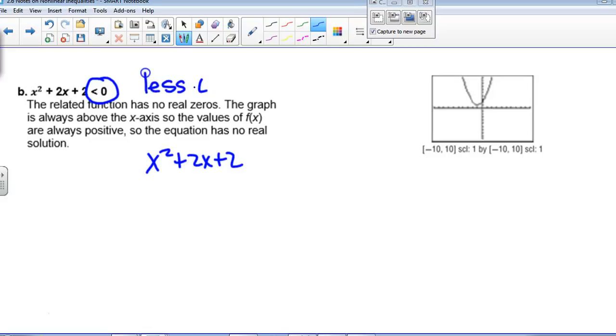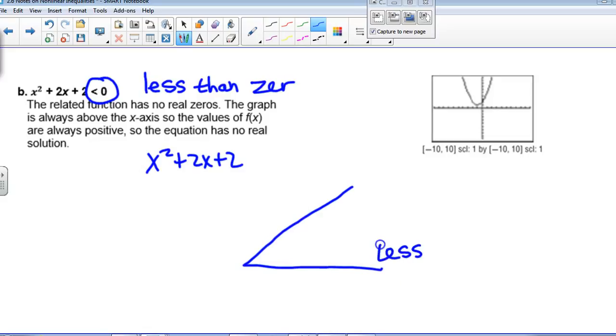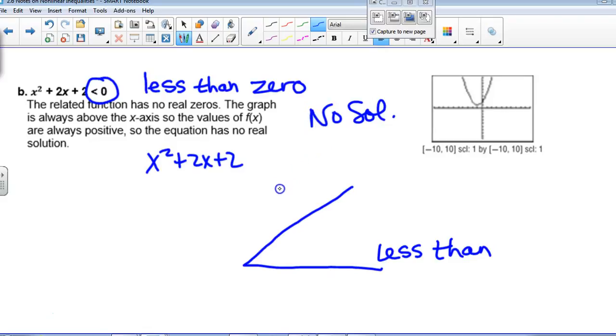Less than 0. That's what I was afraid of. Some of you still struggle with that. This is the letter L squished over, yes? That is a less than. So this is less than 0. Where is this graph less than 0? Never. So it is no solution. If the question had said greater than 0, you would have said all real numbers, negative infinity to positive infinity.